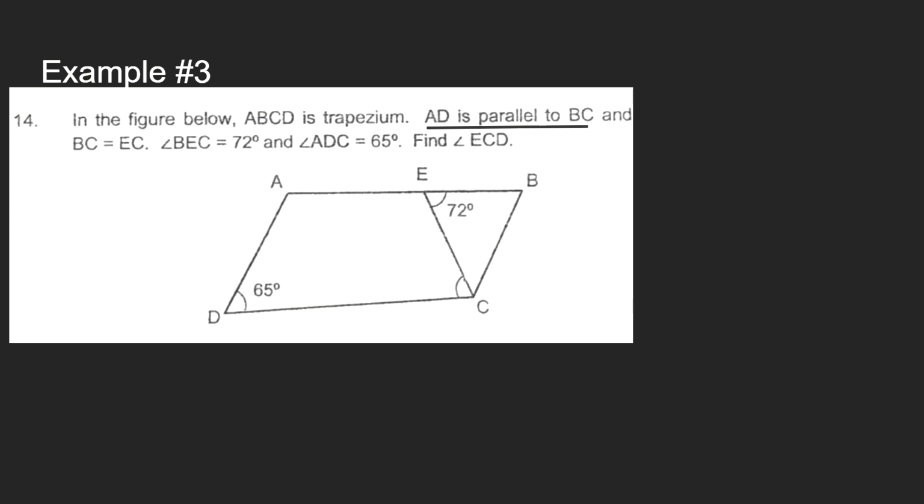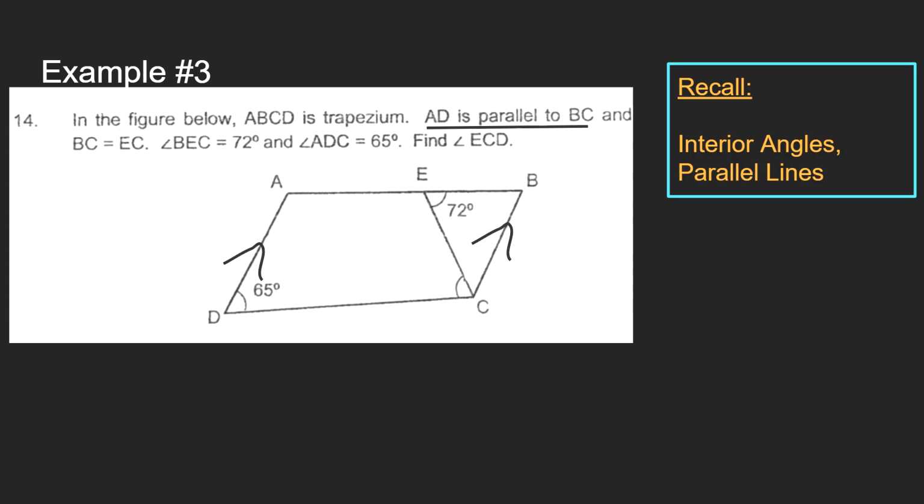AD is parallel to BC, so we mark that. With that, we can find our first major angle that will help us solve the problem. In the previous video, I emphasized how interior angles, parallel lines keep coming out. Well, in here they came out again. With AD parallel to BC, we can find angle BCD, which is 180 degrees minus 65 degrees equals 115 degrees, because of interior angles, parallel lines.